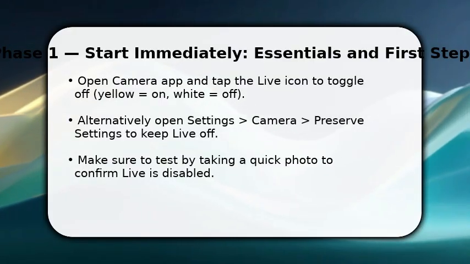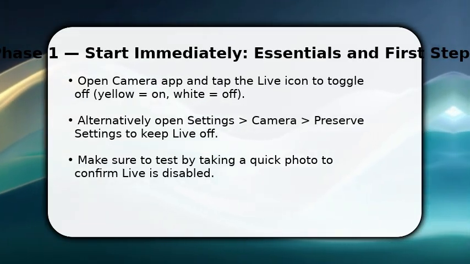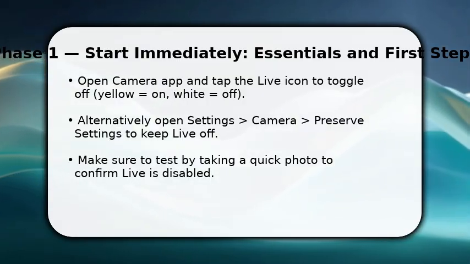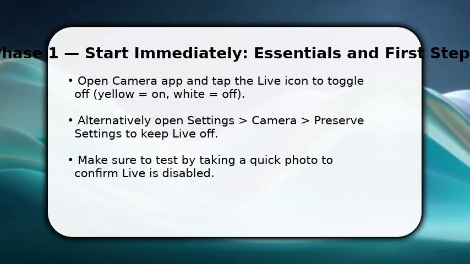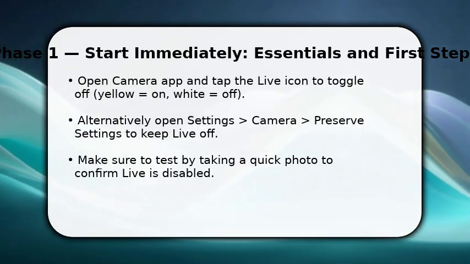Open the camera app and locate the live icon at top. Tap it once so it changes from yellow to white. This turns live off. Once done, go to Settings, Camera Preserve Settings, and enable the Live Photo Preserve toggle if you want the camera to remember your preference.